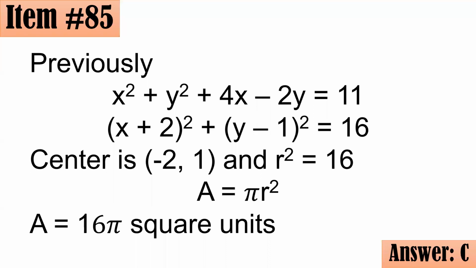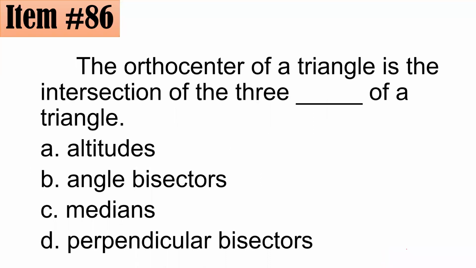Next number, 86. The orthocenter of a triangle is the intersection of the three lengths of a triangle. Did you go for altitude, angle bisectors, medians, or perpendicular bisectors? All right. We have letter A. Yung sagot ng karamihan. May sumagot din ng C. Let's see who got it right.